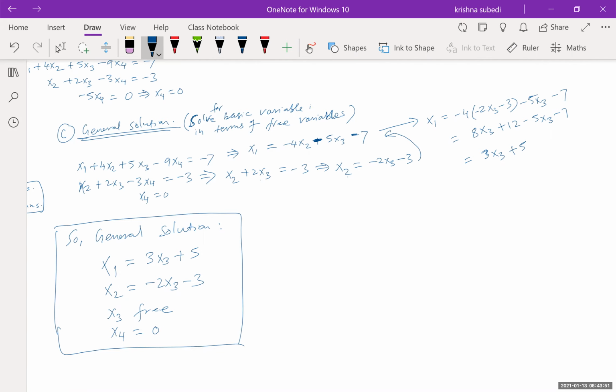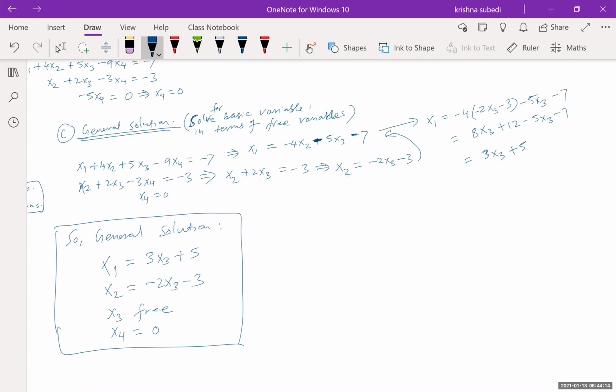One important thing is that when you want to express the given system in its general solution, always make sure to solve for basic variable in terms of free variable. So the basic variable you cannot have on the right hand side. That's what we mean by solve for basic variable.